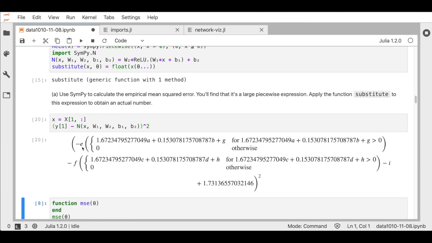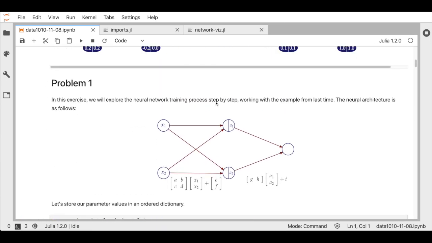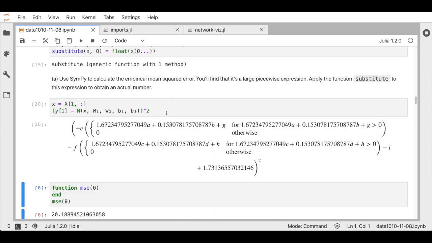So this first term will have an a times an e in it, and then also an e times a b, and so on. So remember, these parameters correspond to the weights and biases in the original diagram. ABCD correspond to these 4 red lines, GH corresponds to these. So this expression we can differentiate now with SymPy because we have variables in here, and SymPy knows how to differentiate piecewise functions and certainly quadratic functions. So this is something we can do.